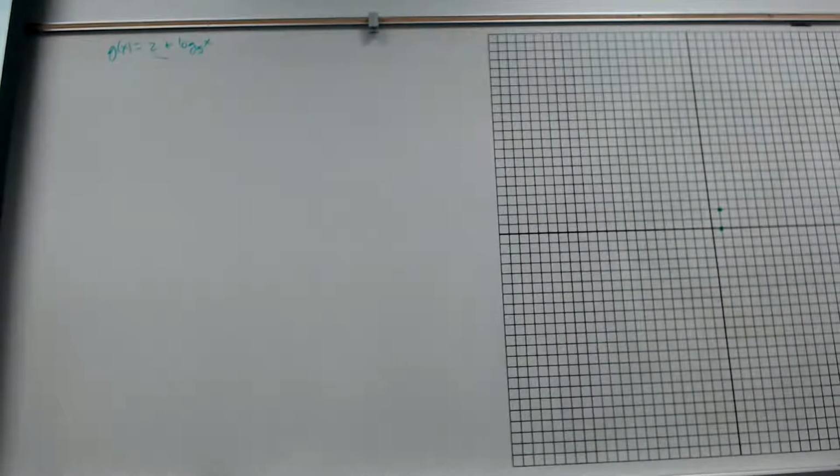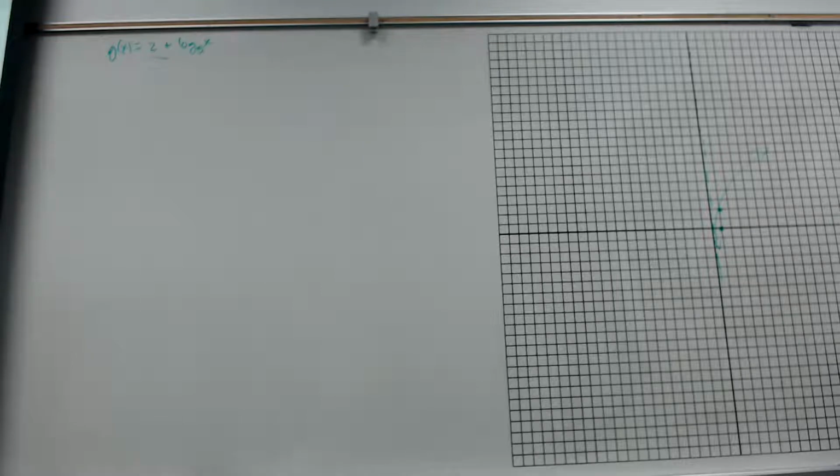Where's my asymptote? You're going to shift your asymptote up 2. Okay? And what does your general shape look like? Does it go from low to high or high to low? Low to high. It goes from low to high. Okay? Goes something like that.